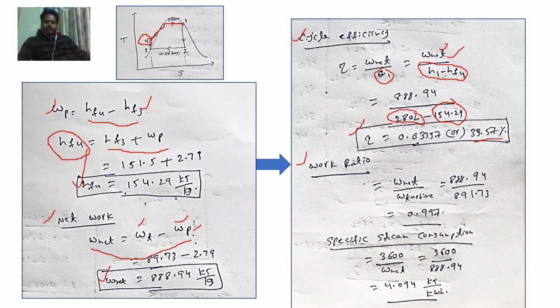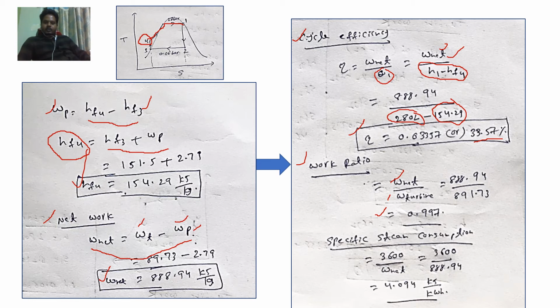And also we can find the work ratio. Work ratio equals W net divided by the work done by the turbine. Here also we know both the values, net work done and work done by the turbine. Substitute both the values, and the work ratio equals 0.997.